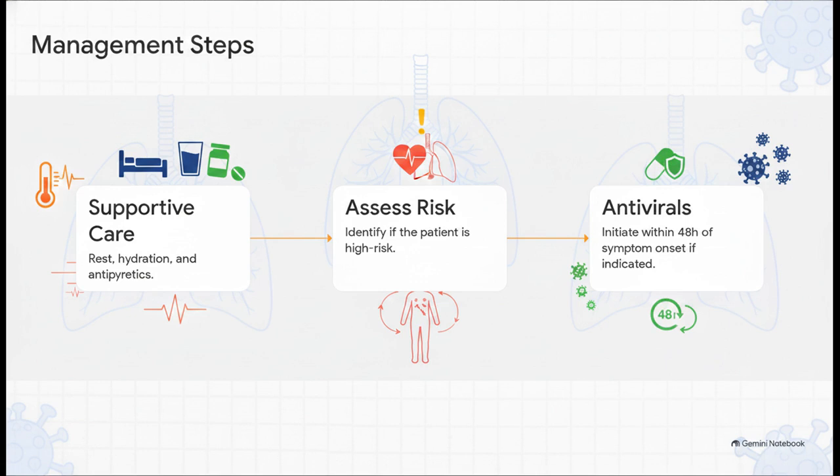Step 2 is an immediate risk assessment. Is this patient high risk? If the answer is yes, you jump straight to step 3, which is initiating antiviral therapy. But remember, you are totally on the clock. Antivirals really need to be started within 48 hours of symptom onset for maximum efficacy.